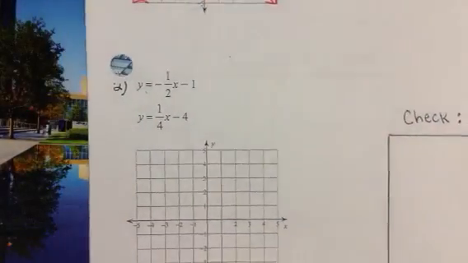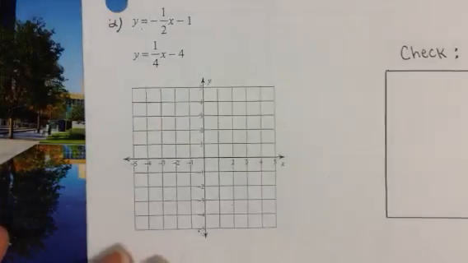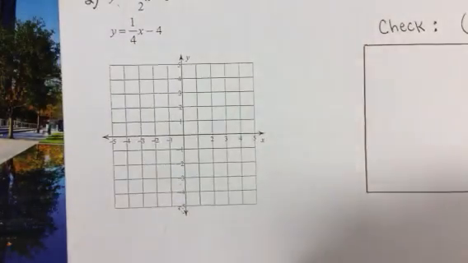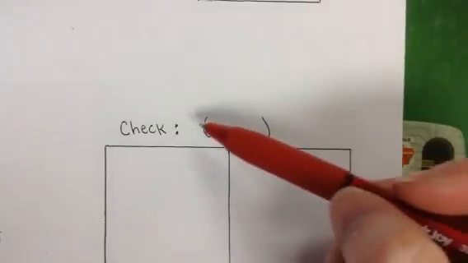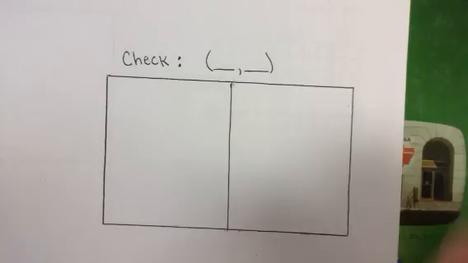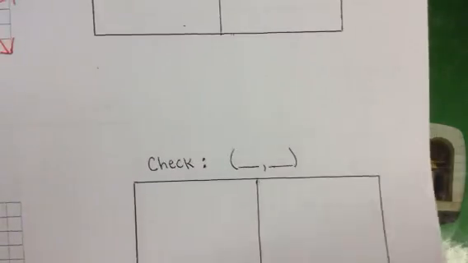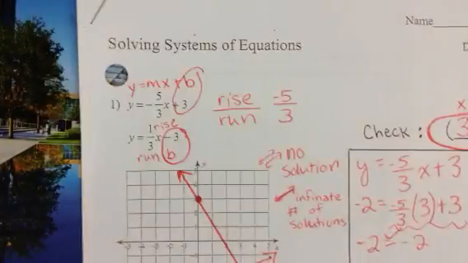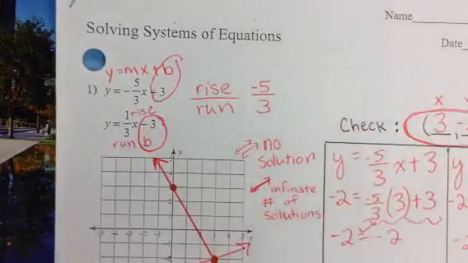So you're going to go ahead and work the rest of these. I will be grading the graph. I'll be grading to see if you wrote your ordered pair, and I'll be grading to see if you did the check. So if you're skipping the check, you're not going to end up with a pretty grade. Okay, whenever you're done with this, you need to turn it into the bin.